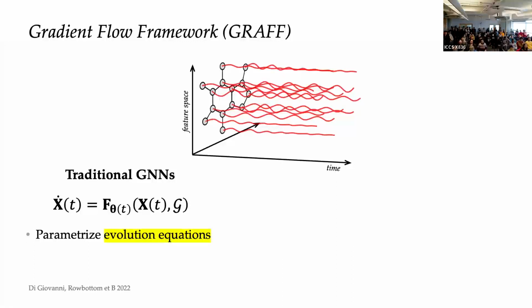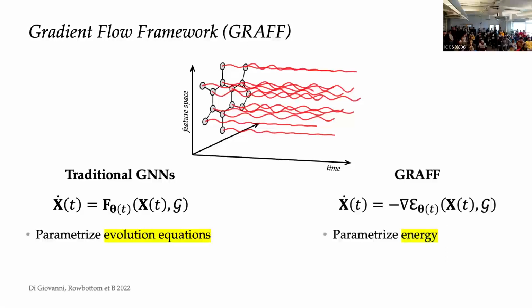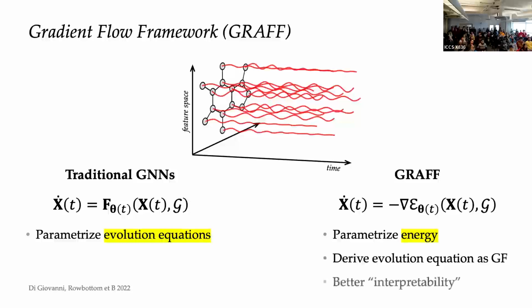So what I hope to convince you is that there is a better approach, and the approach is to start with an energy, parameterize the energy. And then you derive the evolution equation as the gradient flow of this energy. And what it gives you, of course, is it restricts your architectural space, right? Because not every evolution equation is necessarily a gradient flow, but what it gives you in exchange is better interpretability, right? And of course, interpretability is a little bit of a charged word in machine learning. What I mean by this is being able to mathematically guarantee that certain things happen or not happen.